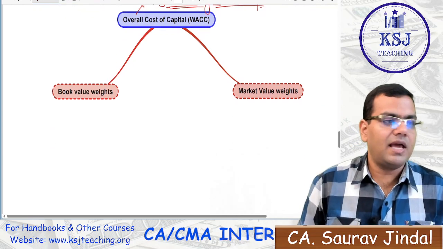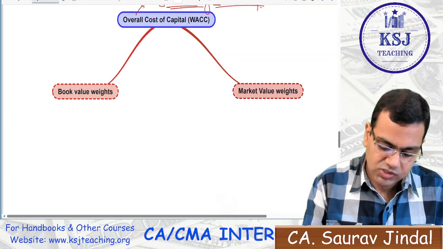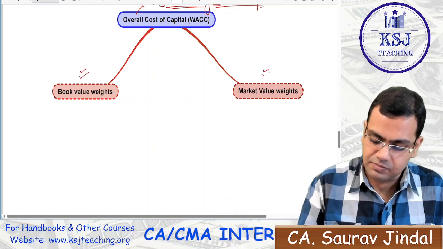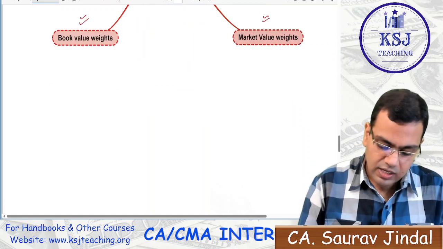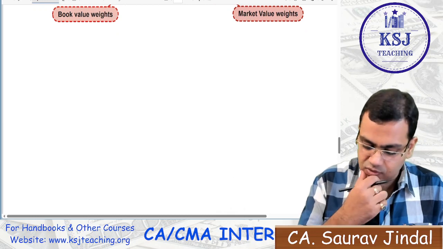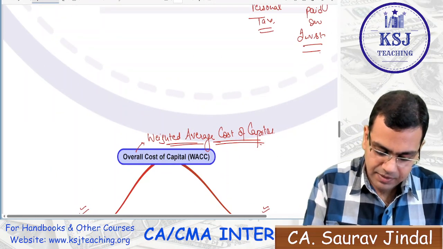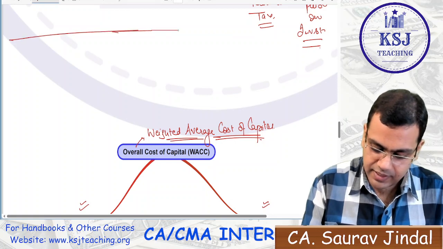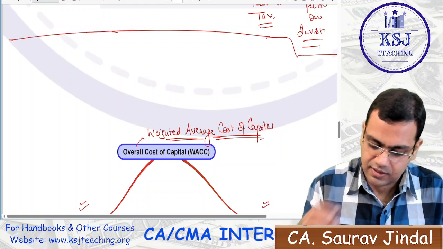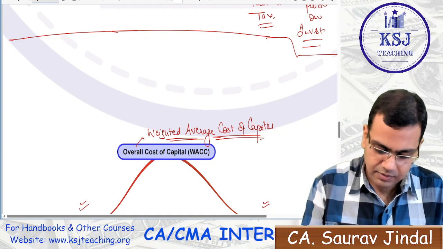Now, this can be calculated in two ways. One is based on the book value. Another one is based on the market value. How the format is prepared, sir. Listen to it very carefully. How the format is prepared for this. I'll prepare the format here, right? Because some things I'll write there.